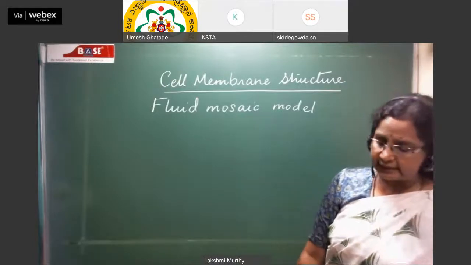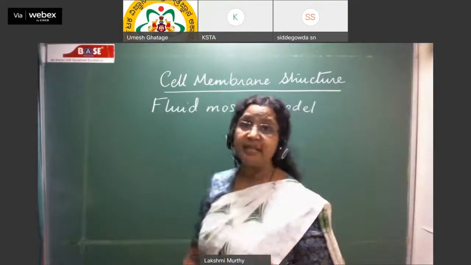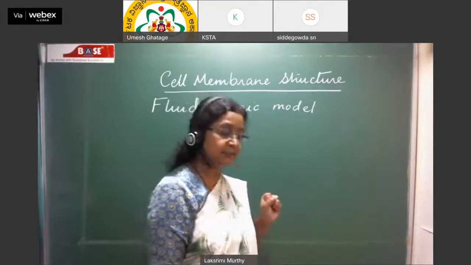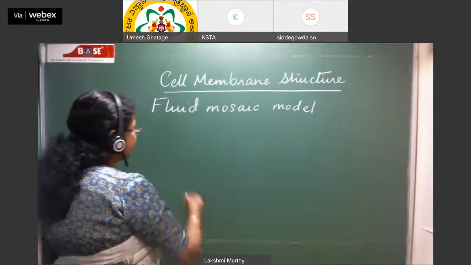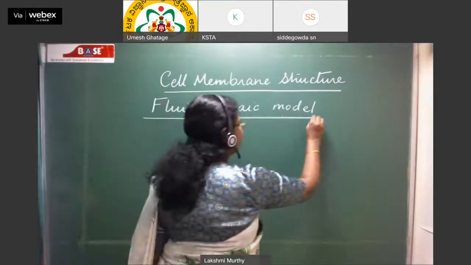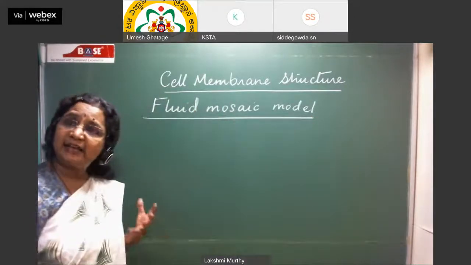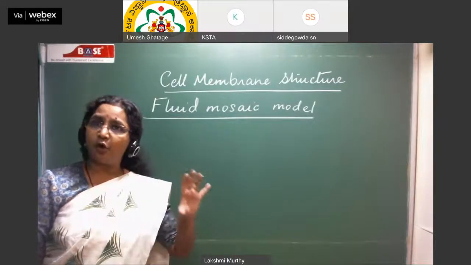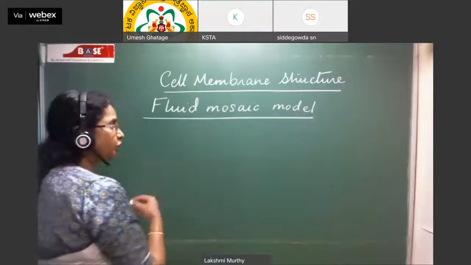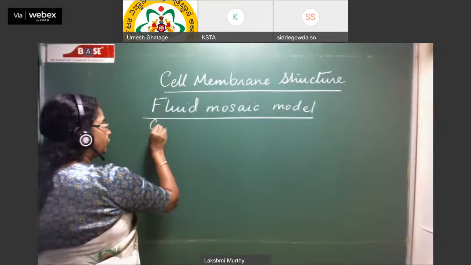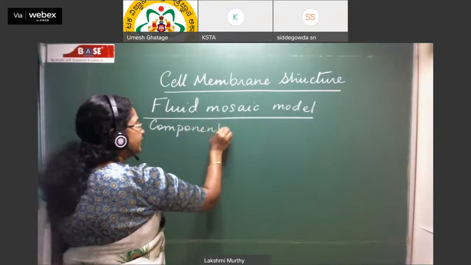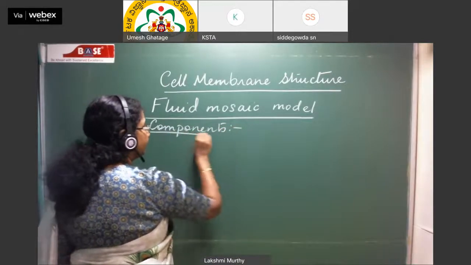So when Singer and Nicholson analyzed the cell membranes of RBC, let us try and understand what they were able to get. Firstly, when they did a qualitative analysis, they found out these are going to be some of the components of the cell membrane. And what components were present? Before we go to the assembly of the components, let's look at the components of the cell membrane.